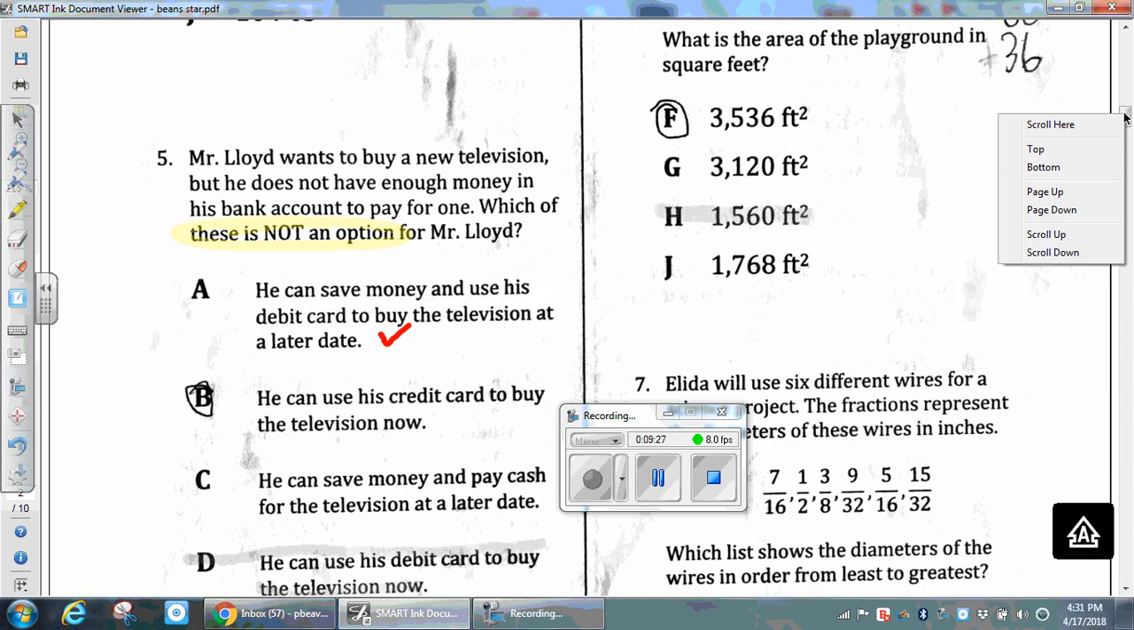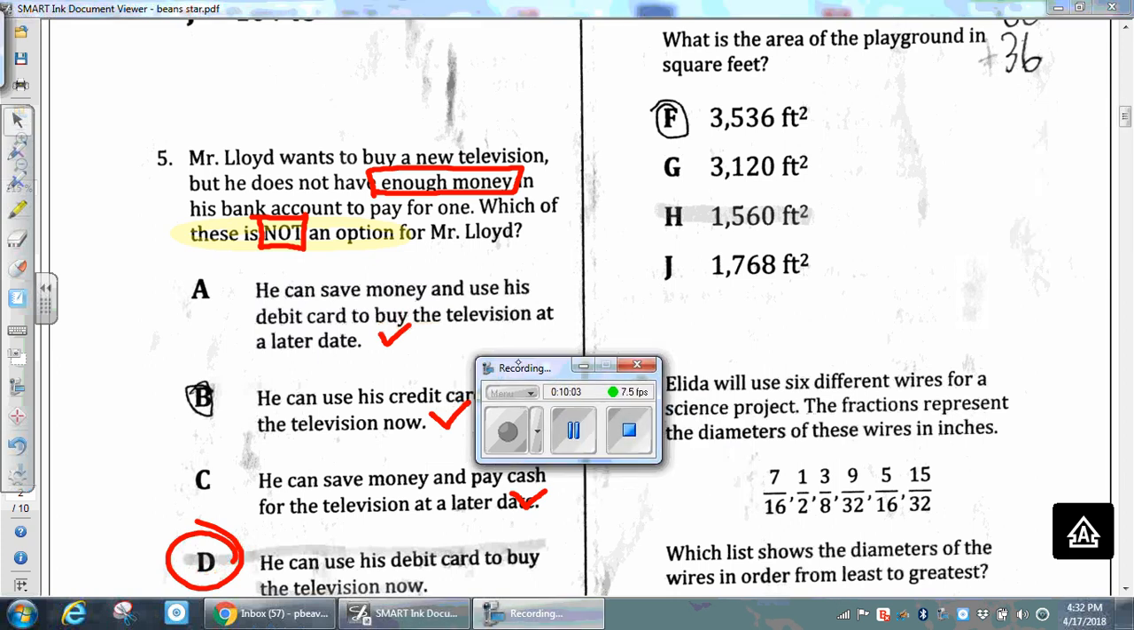Let's see B. He can use his credit card to buy the television now. That's also an option, maybe not as good, but here we're looking for which is not. And option C says he can save money and pay cash for the television at a later date. That's probably the best choice. But here we don't care about that, we care about which is not. And so that would be he can use his debit card to buy the television now. That is the correct answer because he has no money or not enough money in his debit card. So if he was to do that, that wouldn't be a good choice because he will get a charge, perhaps an overdraft fee from the bank.